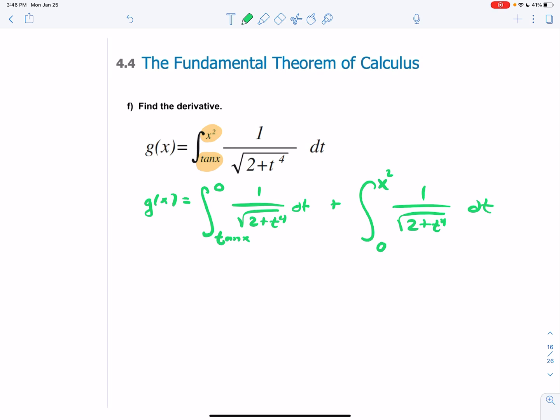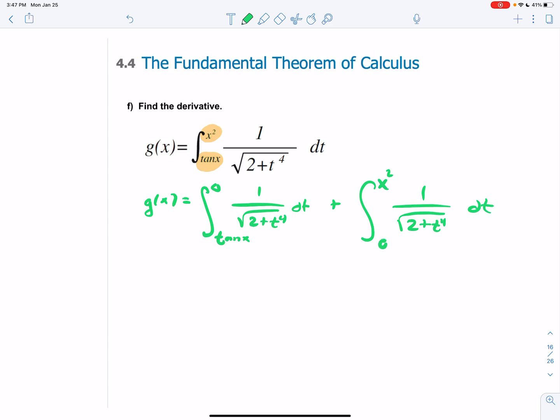What you're doing is going from tangent x, accumulating, stopping somewhere, in this case 0, and then continuing at 0 and moving all the way to x squared. This was that third property. Again, you could easily stop at 5 and continue at 5, or stop at 4 and then continue at 4. As long as you're continuing from where you left off, you should be fine.